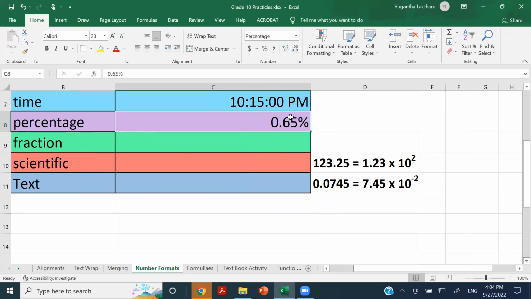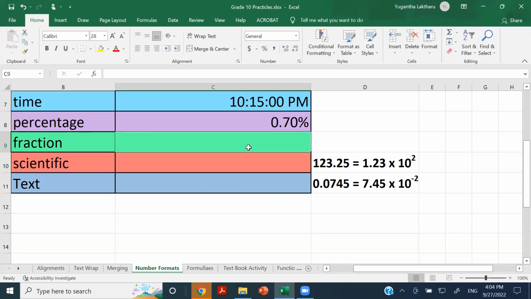Right? And there's another thing. If I type 0.7 and enter, it shows you 70%. So if I want to show 0.7%, I need to go with 0.7. Then it will show you 0.7%.